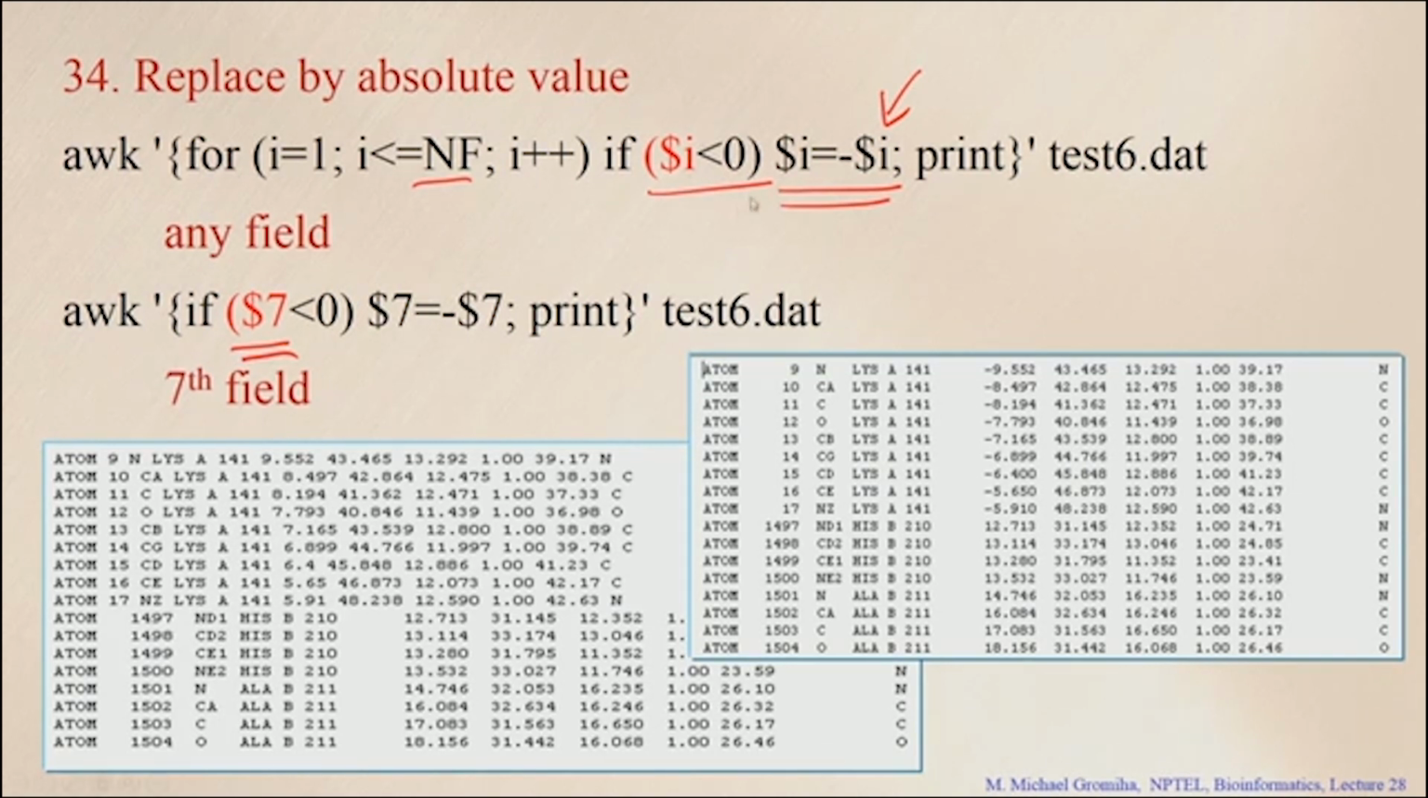So, if you see this one, okay, here we have this minus value, right, and you can see this minus value is replaced by the plus value. So, here you can replace any of these values by the absolute value, right, either you do it for any field or you can do it for a particular field. For a particular field you have to mention the field number, or for any field you can do it with 1 to NF, all fields. So, finally, you can replace it.